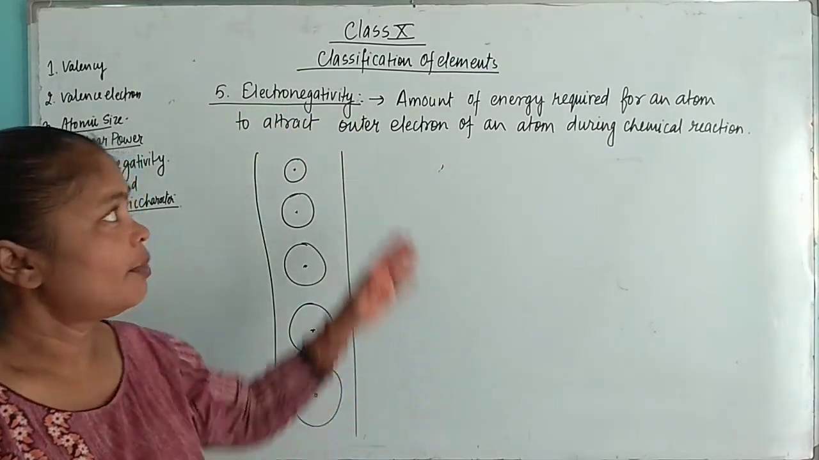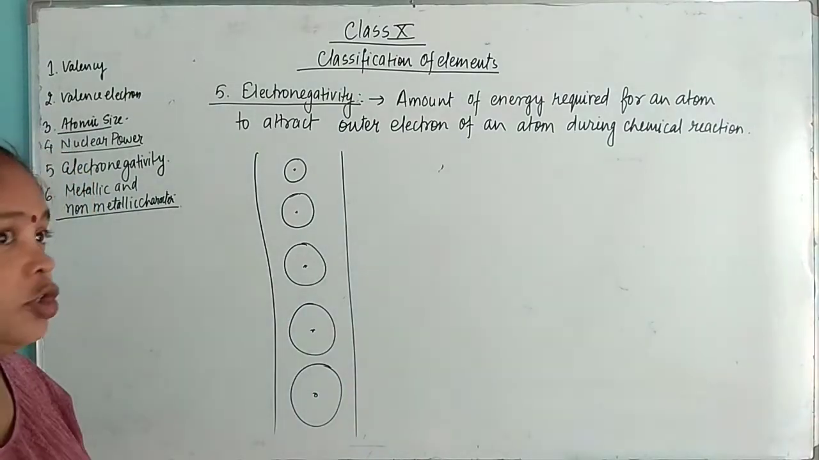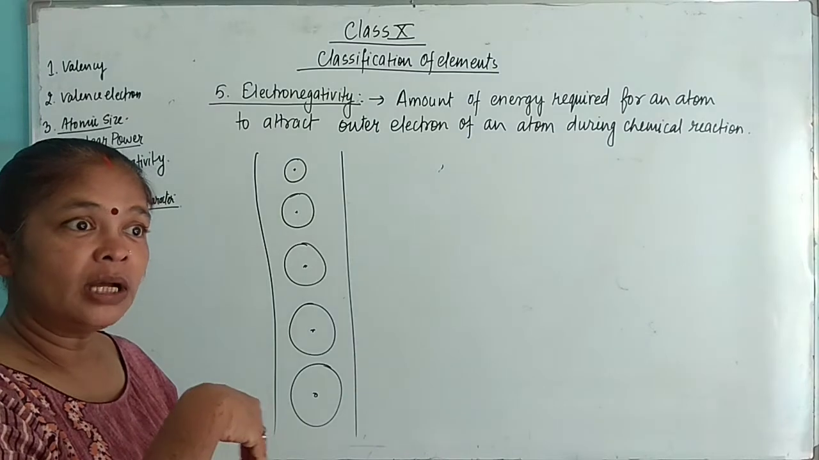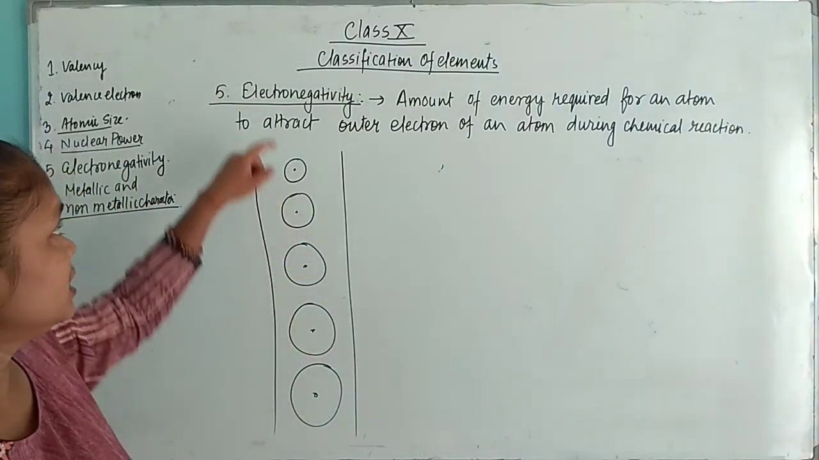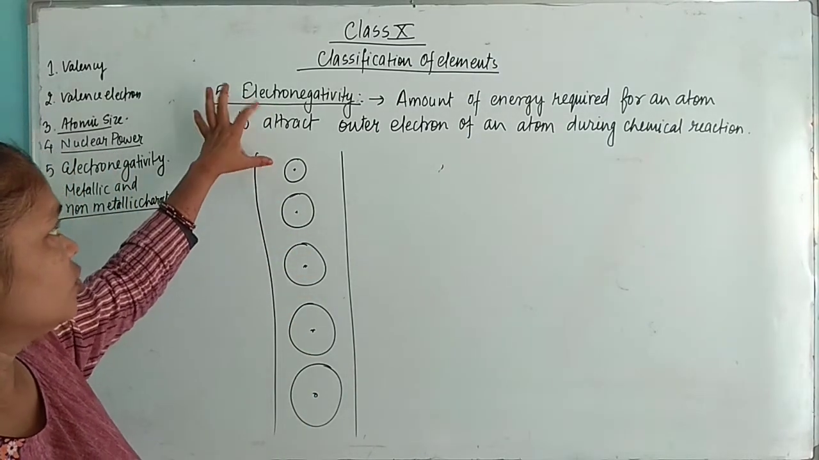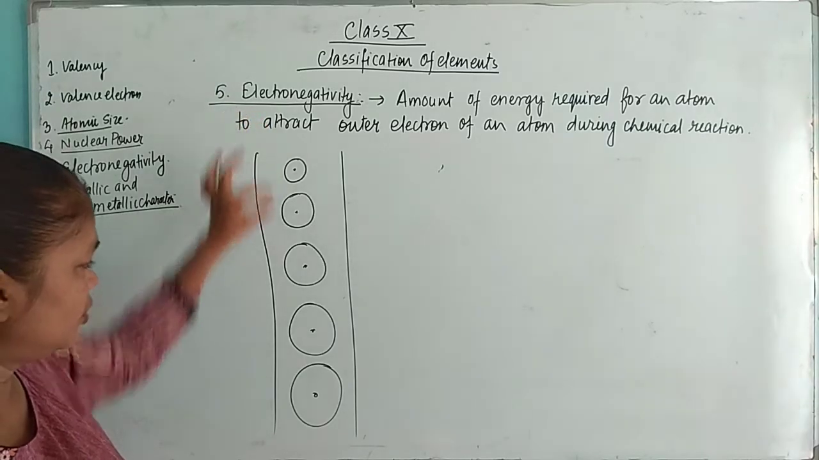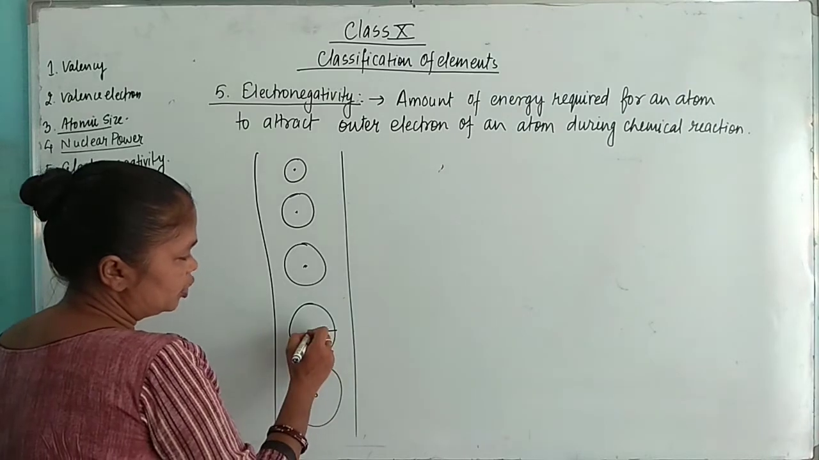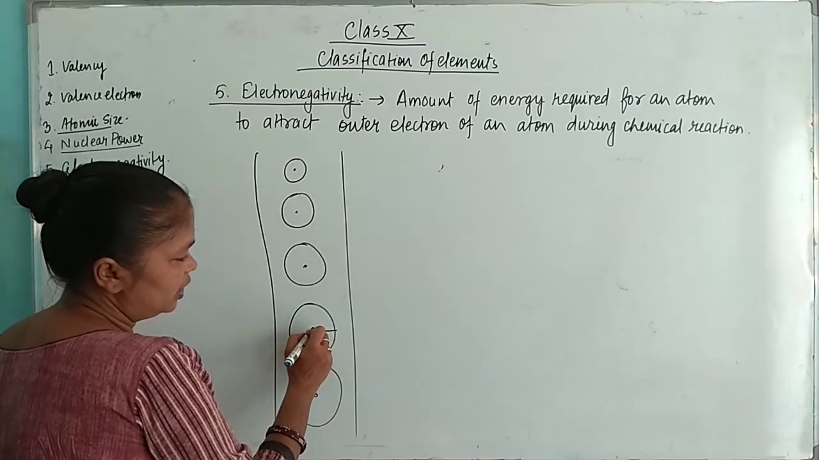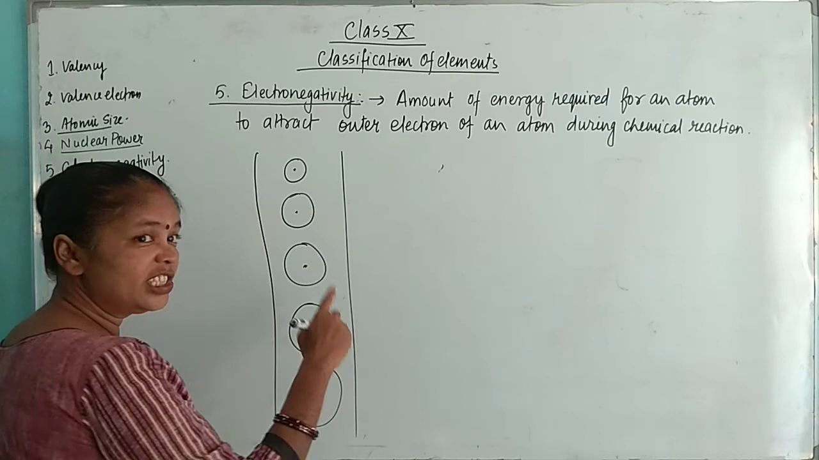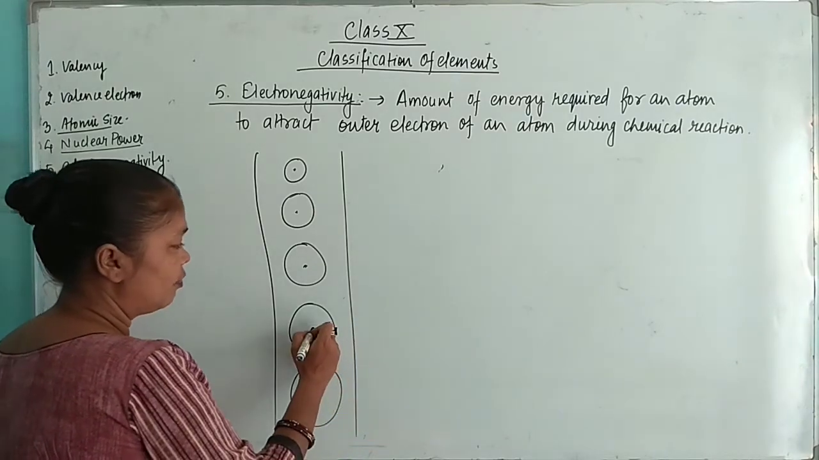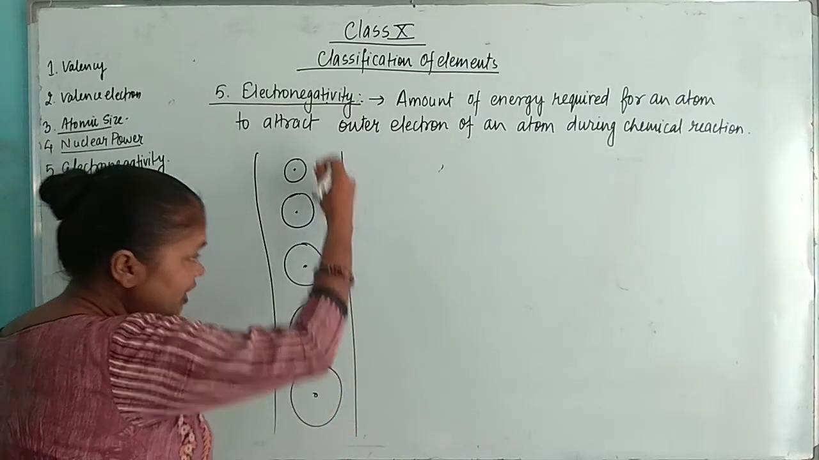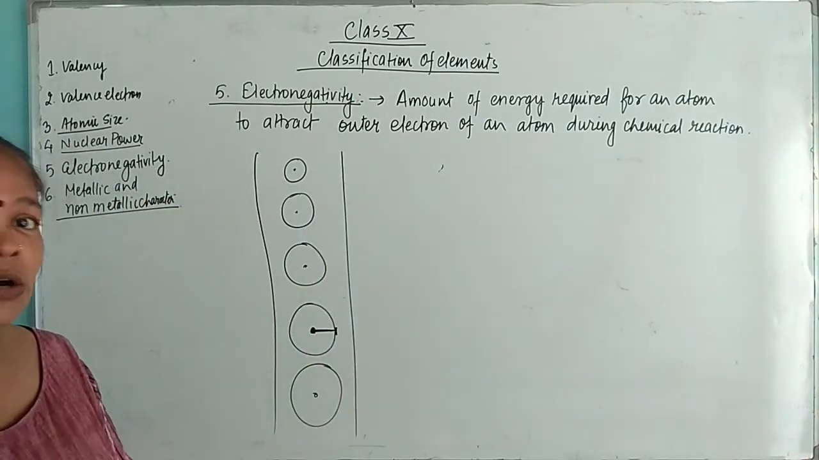Electronegativity, that is the amount of energy required for an atom to attract the outer electron, to take the electron from the other atoms. That is the electronegativity. So as we move up to down in a group, then what happens? The atomic size is increasing. So the effect of the nuclear power on the valence electron is decreasing. This is why the electronegativity gradually decreases as we move up to down in a group.